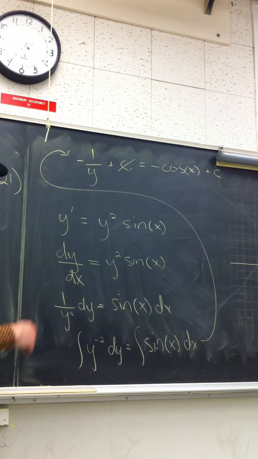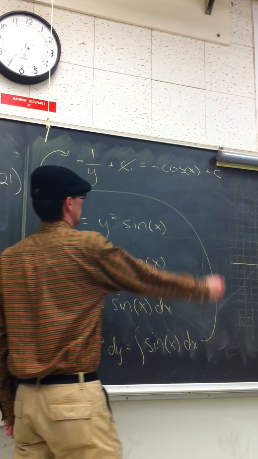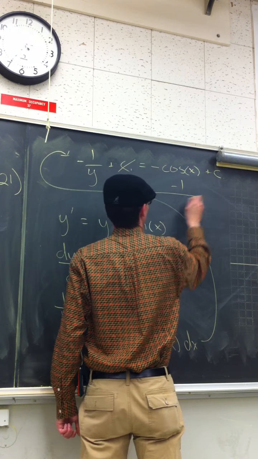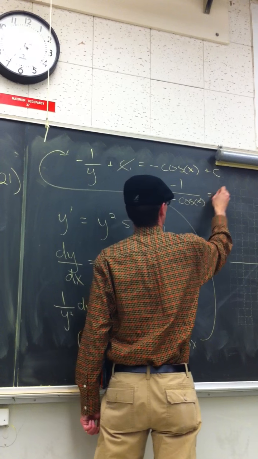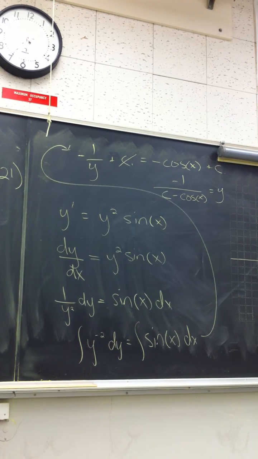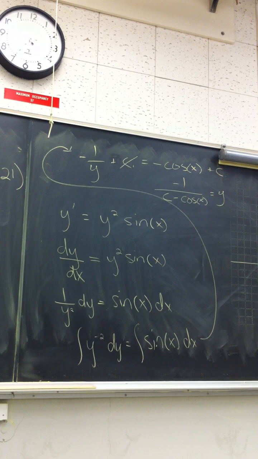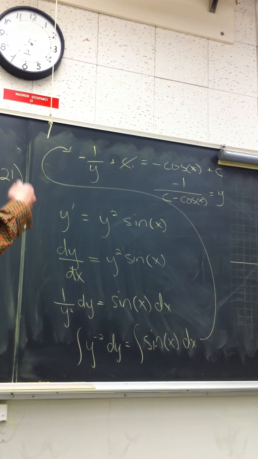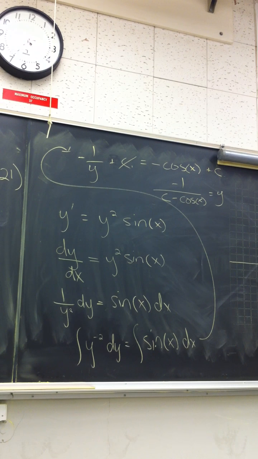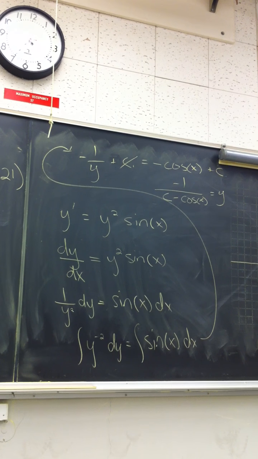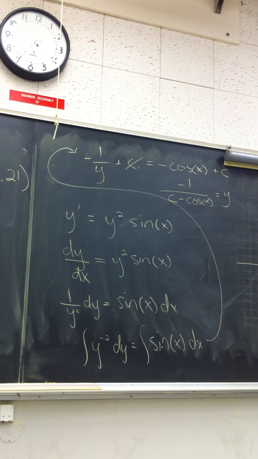I multiply both sides by y and then divide by c minus cosine x, then I am going to get negative 1 over c minus cosine x equals y. Now I skipped a few algebra steps right there, but that is most traditionally your final general solution answer, because you have isolated the y, which is historically, all the way back to pre-algebra, how we like to write our equations.